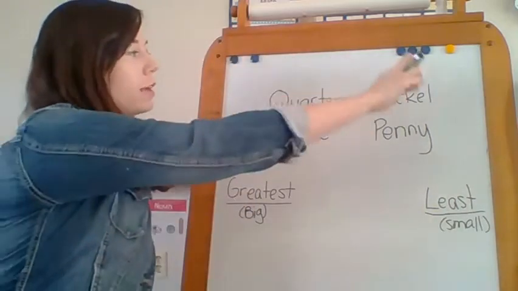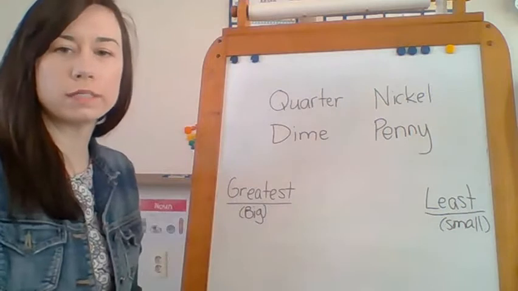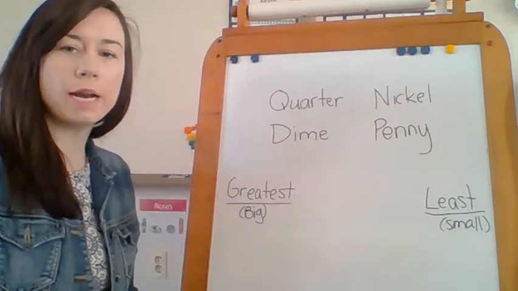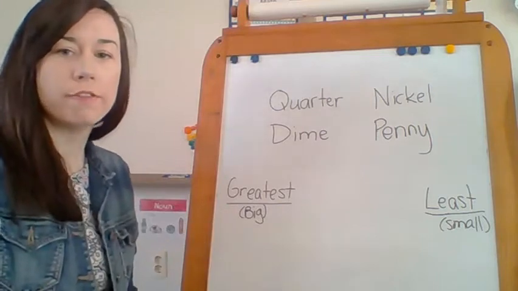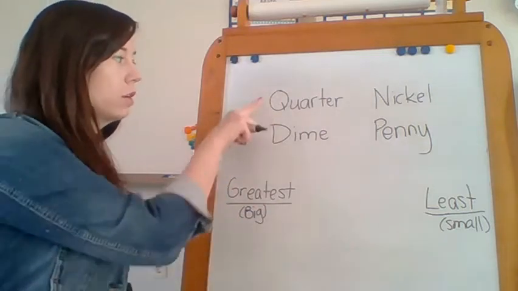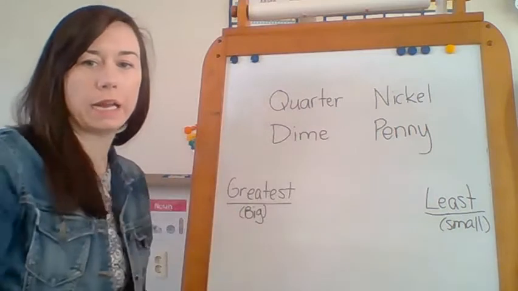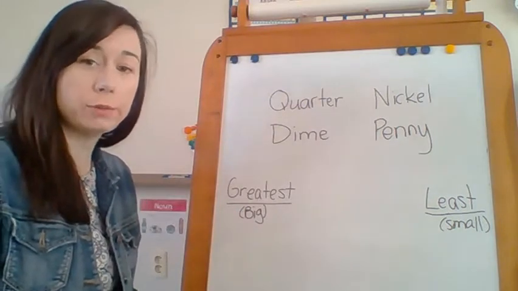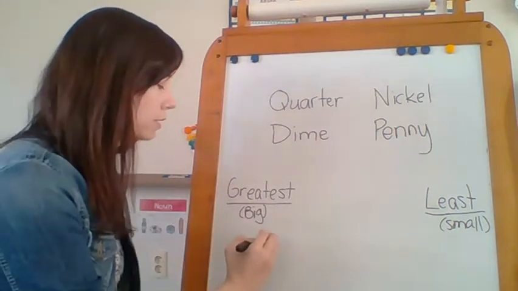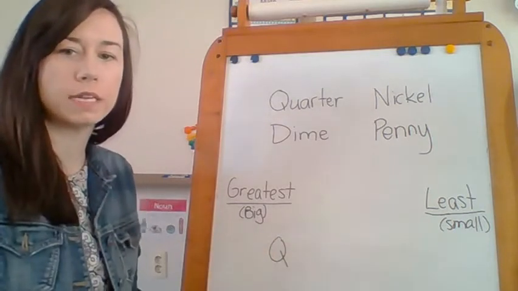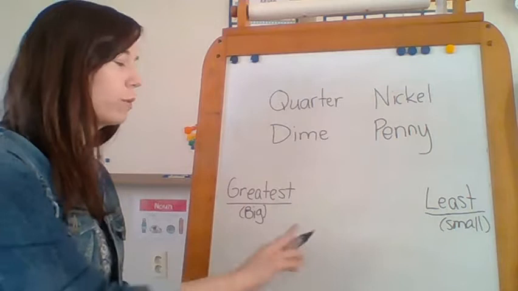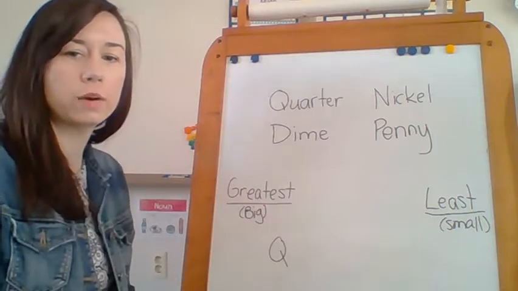So if I look at all four of the coins that we've talked about, what would have the greatest or the biggest value? Quarter, dime, nickel, or penny? If you said quarter, you are right because a quarter is worth 25 cents. So that would be the greatest value of my coin.